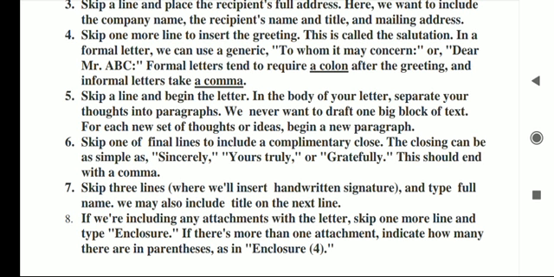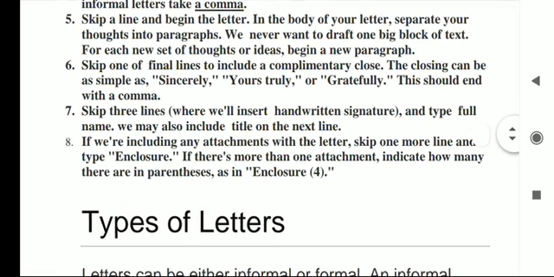Now point 6, skip one of the final lines to include a complementary close. The closing can be as simple as sincerely, yours truly, or gratefully. This should end with a comma. Remember, this should end with a comma. Skip 3 lines, where we will insert a handwritten signature.